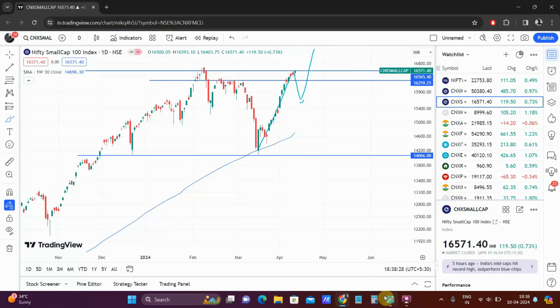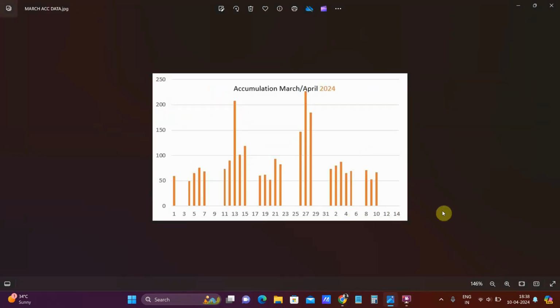So now if you look at the data, it has again bounced back to the levels that we were seeing prior to yesterday. Yesterday, because it was a festival and people were not really trading, that is why we saw a lower accumulation, but today it has bounced back to the same levels.